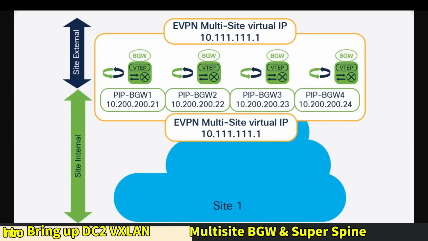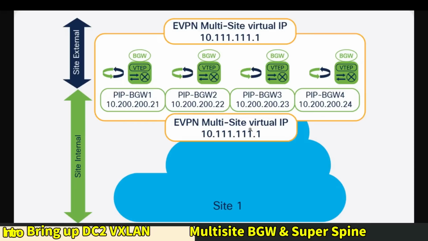What you will see here is that the 4 BGWs will have an election among them, and the EVPN multi-site virtual IP, the VIP, will be used to establish peering with the route server. Each BGW will have its own PIP. PIP is their forward source IP address for advertising out to the DCI.